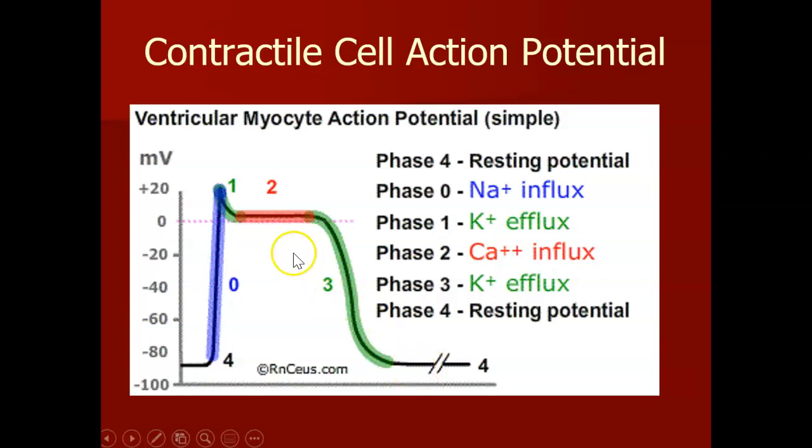Because of this plateau phase, which is unique to the electrical activity of these cells, the cardiac muscle can stay contracted for a longer period than a skeletal muscle can. This is going to allow the blood to be fully pumped out of the chambers before the next phase starts. So this plateau phase is different than in skeletal muscles and in pacemaker cells, but it's a really important phase because it's going to allow our blood to be pumped out of the different chambers.